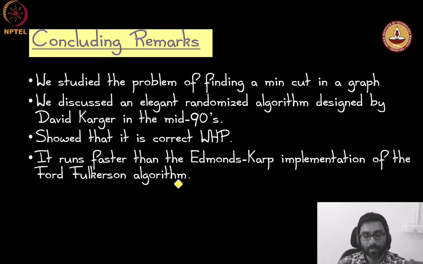So let's conclude this segment. We've studied the problem of finding a min cut in a graph. We discussed an elegant randomized algorithm invented by David Karger, and showed that if you repeat it appropriately, it's going to be correct with high probability, which is faster than the usual deterministic algorithm that we think about in this context.